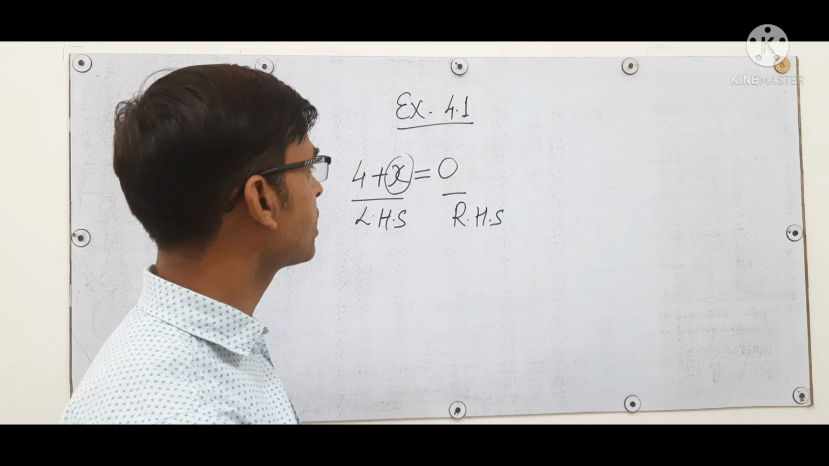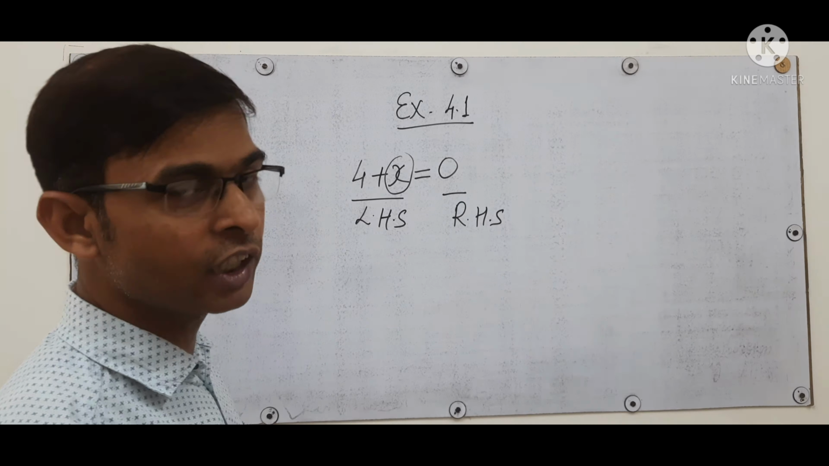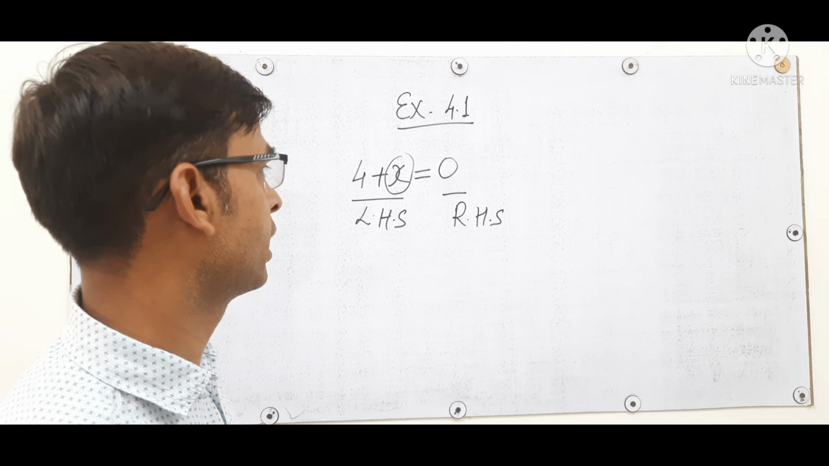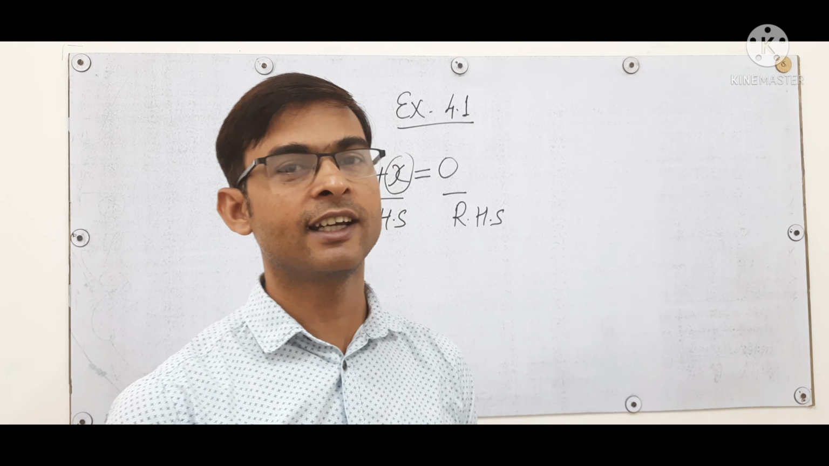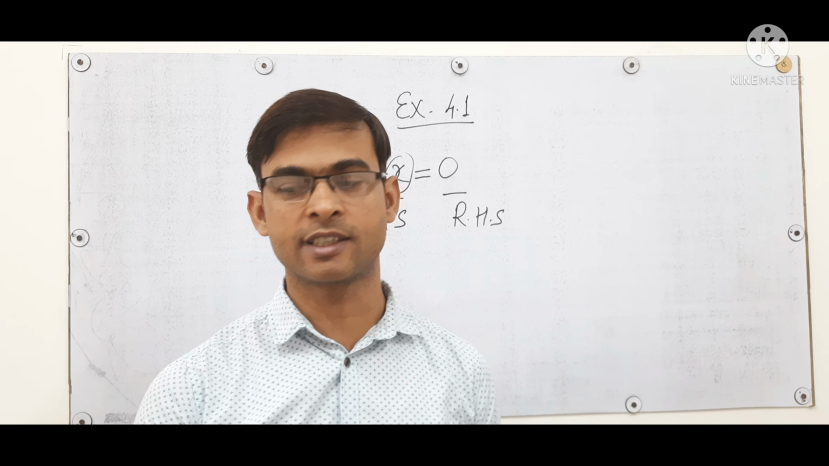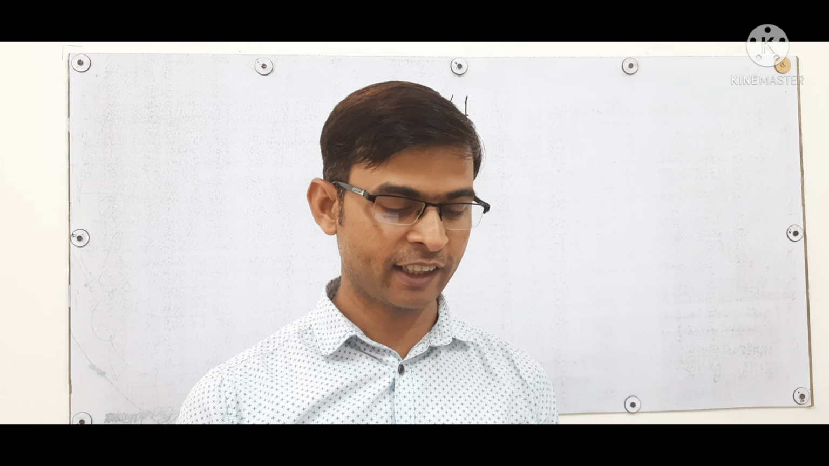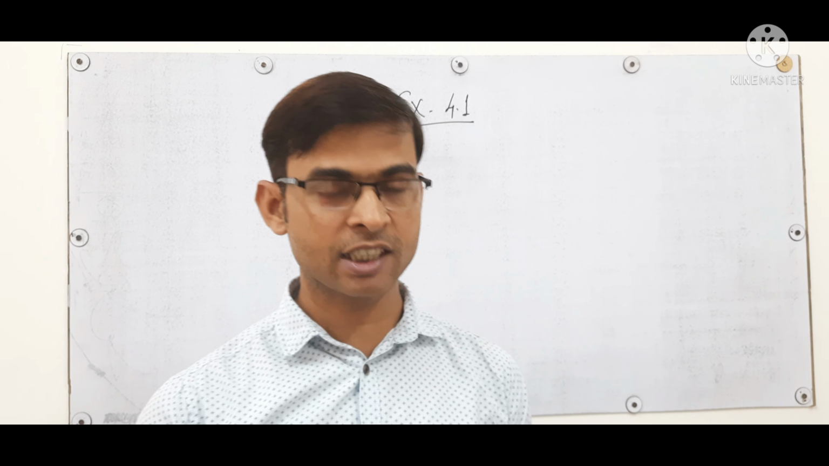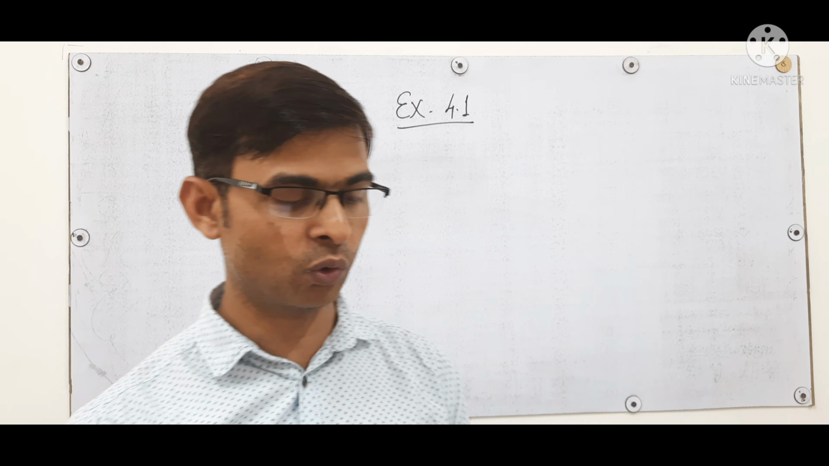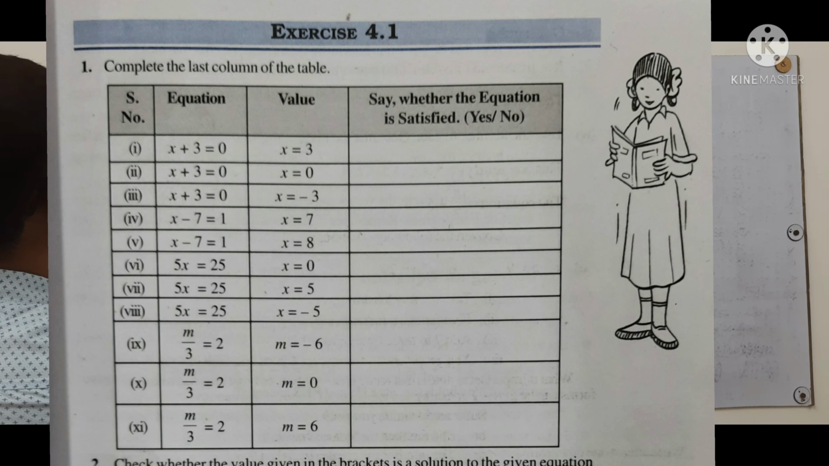So you all must understand how to write an equation and how to solve an equation. Without any further delay, let's start our exercise and do the questions. In exercise 4.1 you will find there are 4 columns and a table is drawn, and we have to just write whether the equation satisfies the condition or not. That is, we have to answer in yes or no. So let's see how we will solve it.